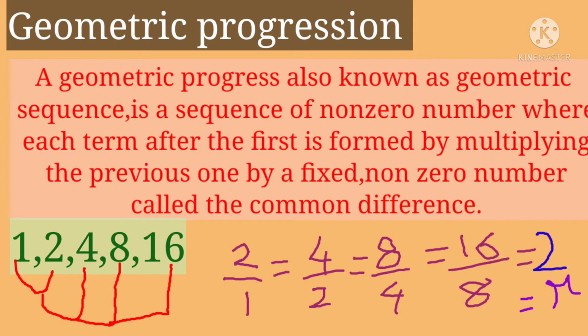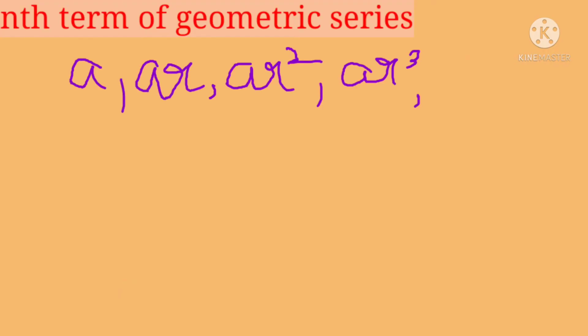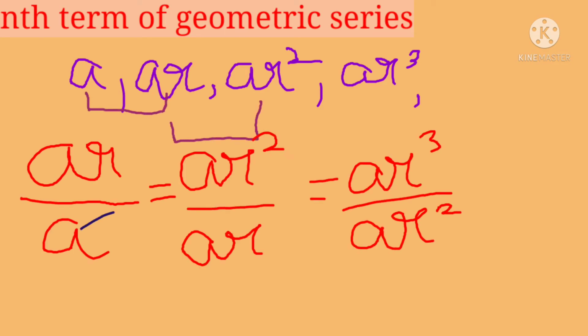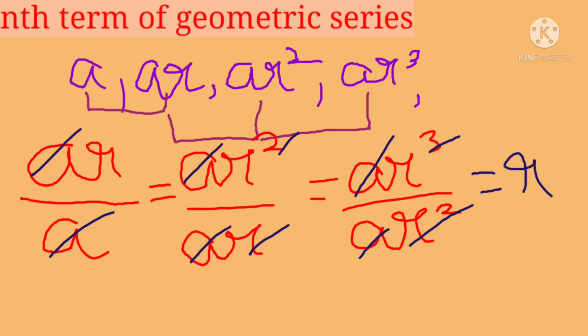Now, what will be the nth term of the geometric sequence? In the AP we learned the Tn value, but here we are going to learn the an value, the nth term of the geometric sequence. The general terms of the geometric sequence are a, ar, ar square, ar cube. If we divide the second term by the preceding term, we get r, the common ratio. ar divided by a gives r, and ar square divided by ar gives r. The r is common. So an, the nth term, is equal to a into r raised to n minus 1. This n minus 1 is only for r, not for a.